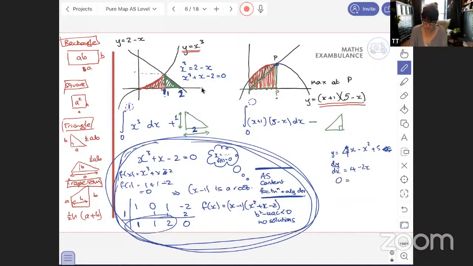Then make that naught and then solve it for x. Does anyone know a quicker way? There's a quicker way that I could have found out what this guy was without having to do all of that stuff. It's really nice. It's to do with the symmetry of the quadratic. The turning point of a quadratic is always in the exact middle of the roots. It doesn't skew over to one side. It's always in the middle of the roots.